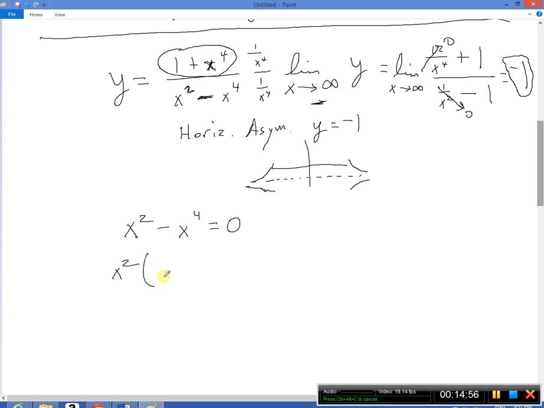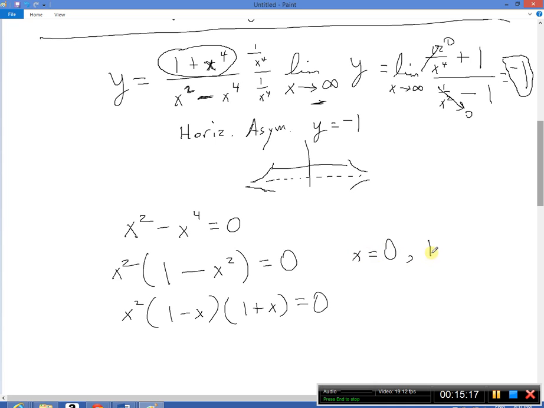And the way to solve equations is to factor. So I can pull out an x squared common factor, leaving me with 1 minus x squared. And I can factor some more. This is the difference of two squares. So I get x squared times (1 minus x) times (1 plus x). And from there we can see that there are three solutions: x equals 0, x equals 1, x equals negative 1. All three of these will make the denominator 0.